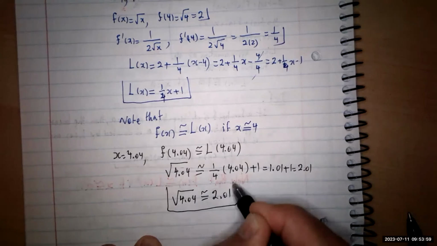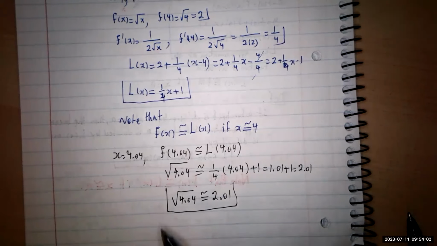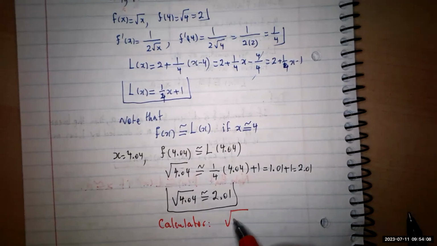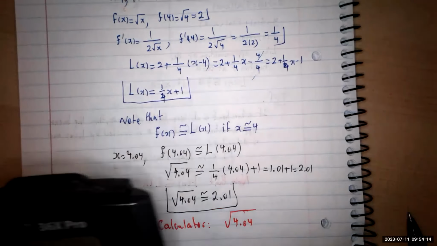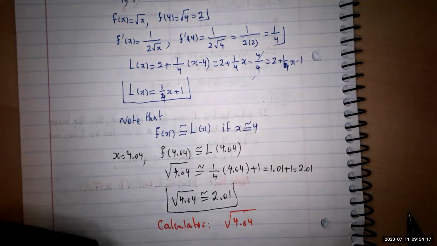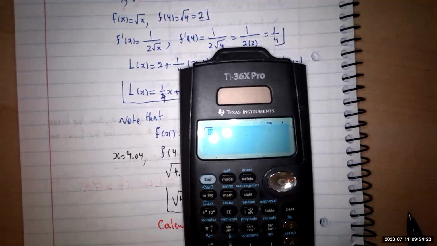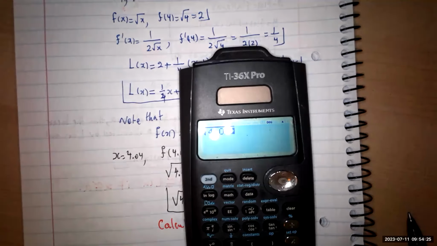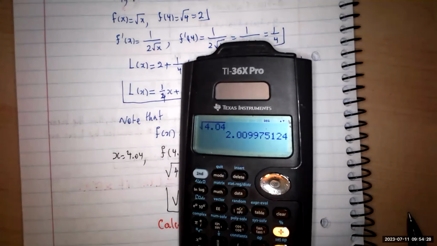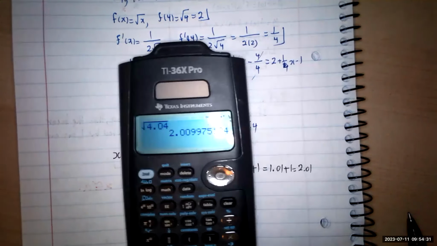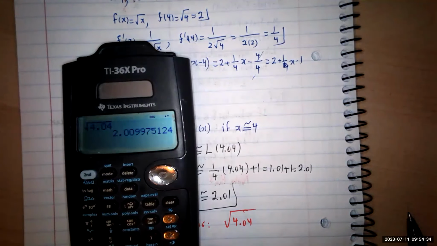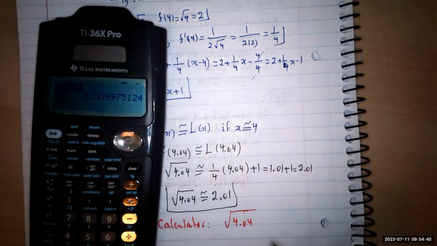You have to confirm it with your calculator on the test, okay? So, calculator result. You use your calculator and find what is the square root of 4.04. So we check the square root of 4.04. That's it, 2.009, which is almost like the 2.01 that we got. But write this one from your calculator on the test, just to show us that you did check it.